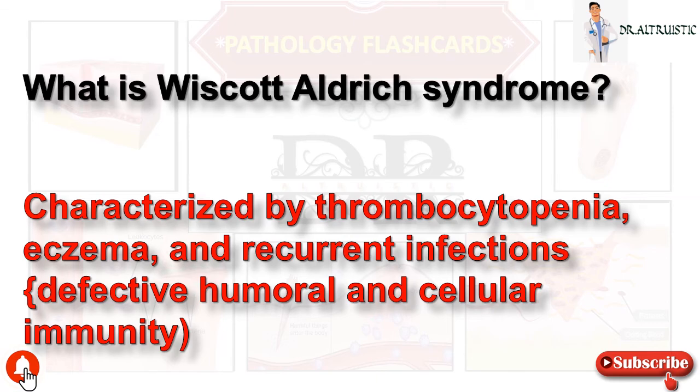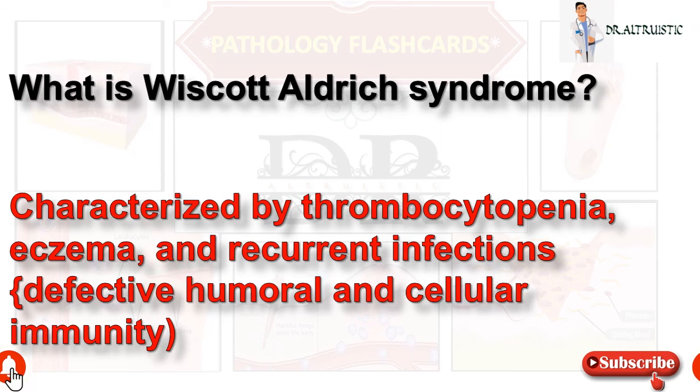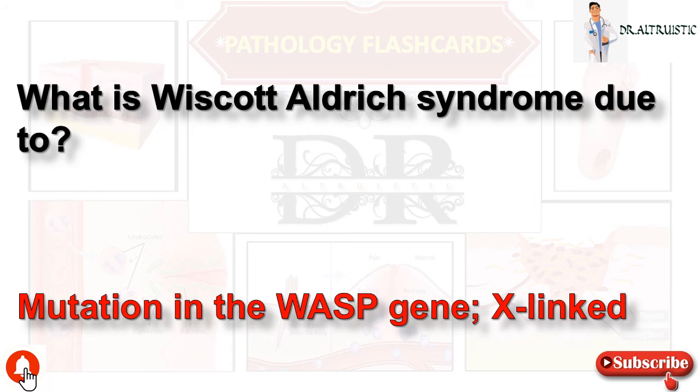What is Wiskott-Aldrich syndrome? Characterized by thrombocytopenia, eczema, and recurrent infections, with defective humoral and cellular immunity. What is it due to? Mutation in the WASP gene, X-linked.